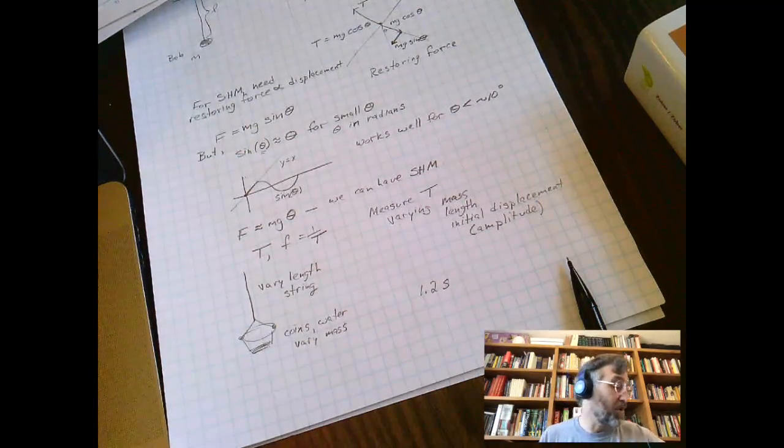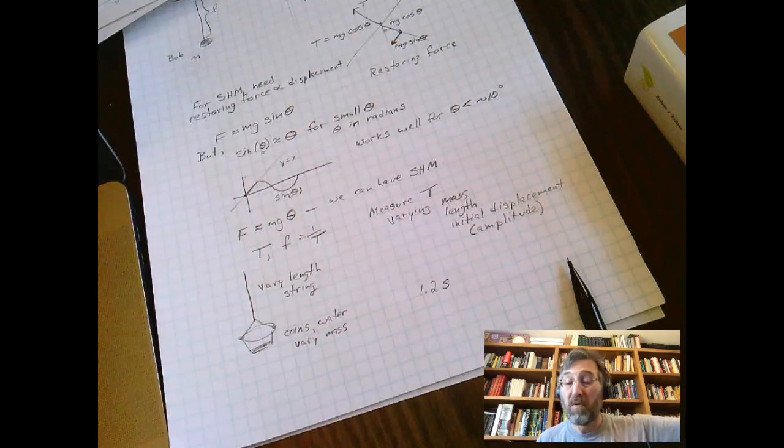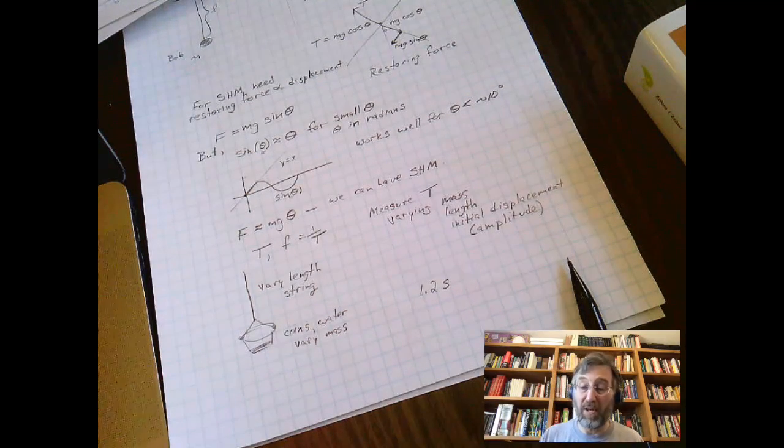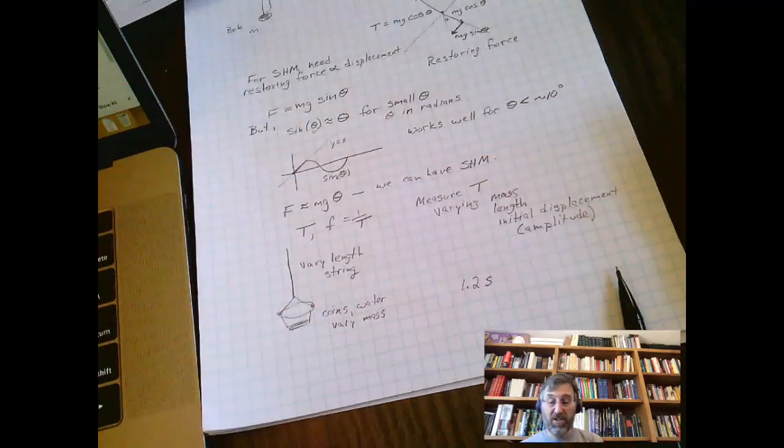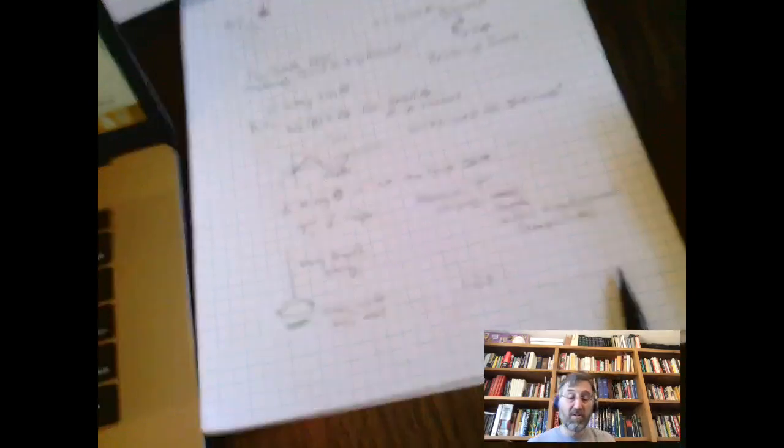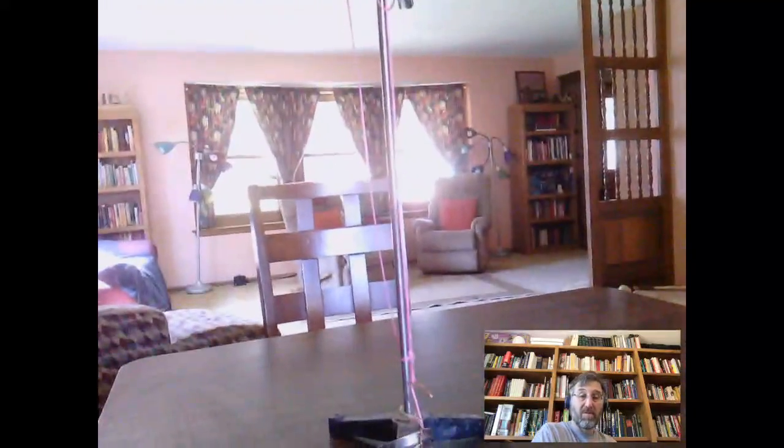I want to know if I shorten the string, is the period going to increase or decrease? Will it swing faster? That's a decrease in the period. Or will it swing more slowly? That's an increase in the period. Okay, so it's going to go more slowly, Evan thinks. Audrey says down. Okay, so now I shall shorten the string, tying a new knot.